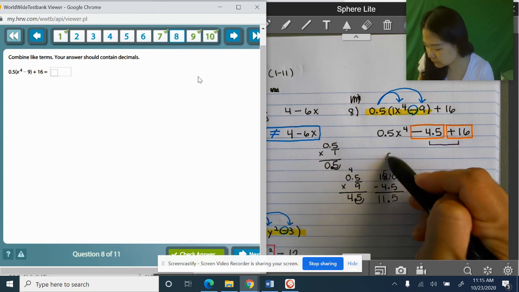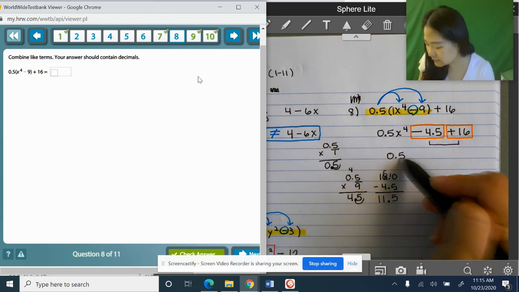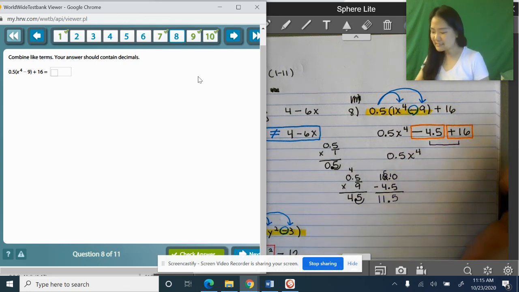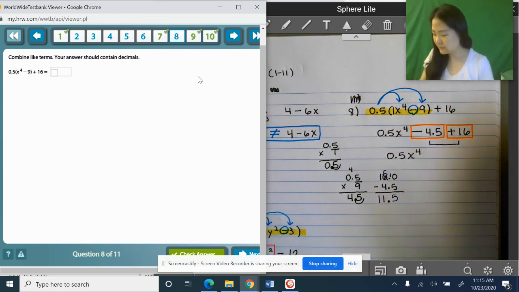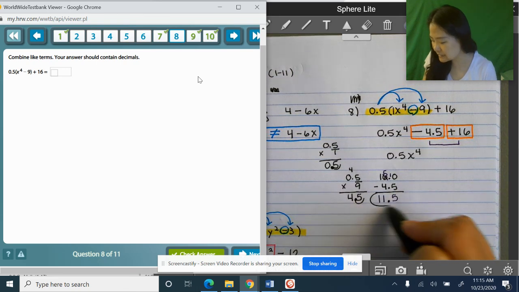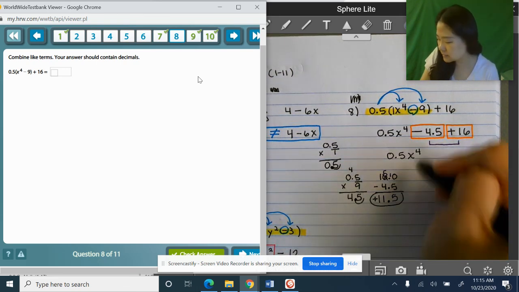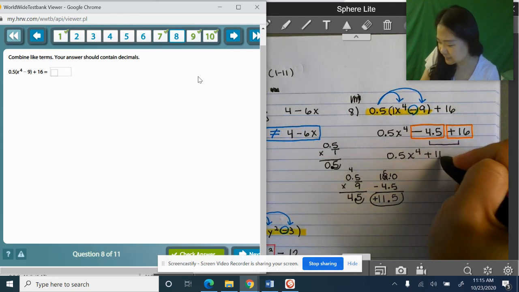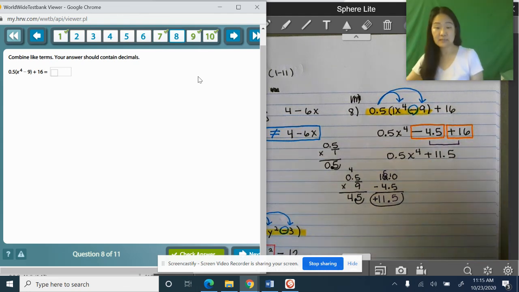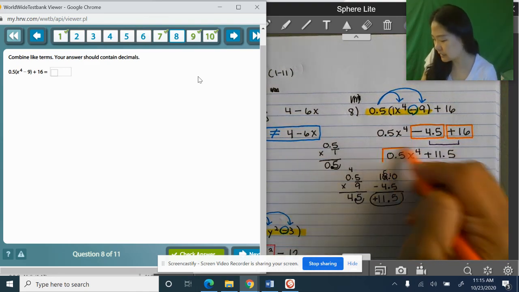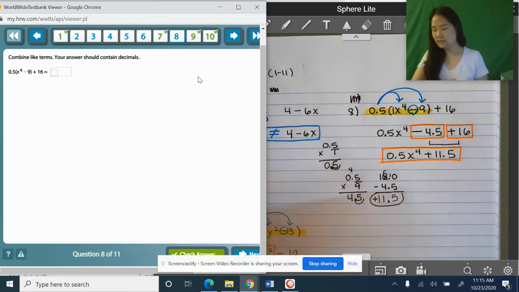5/10 x to the 4th power. And then it's not minus 11 and 5/10. It's going to be plus 11 and 5/10 because this answer is positive. So plus 11 and 5/10. And then that's the final answer. All right, let's take a look.